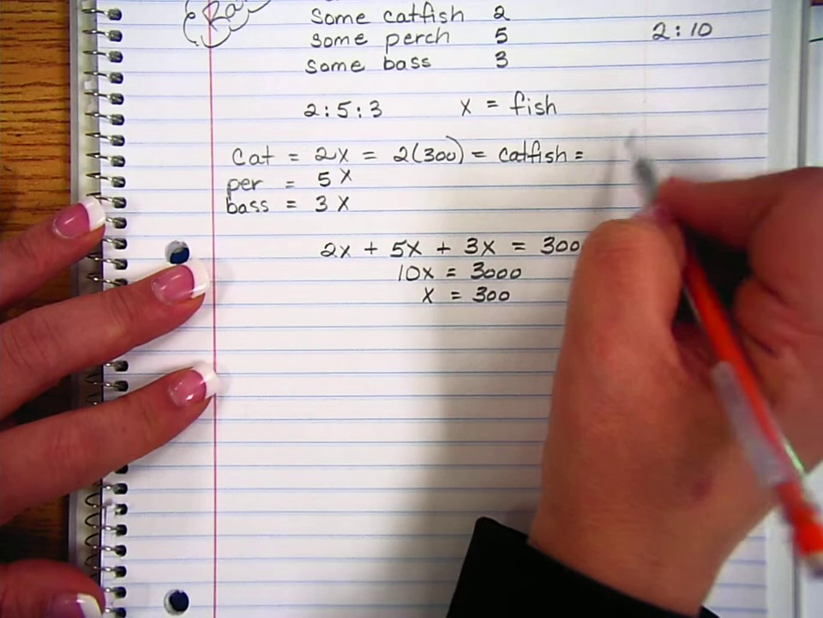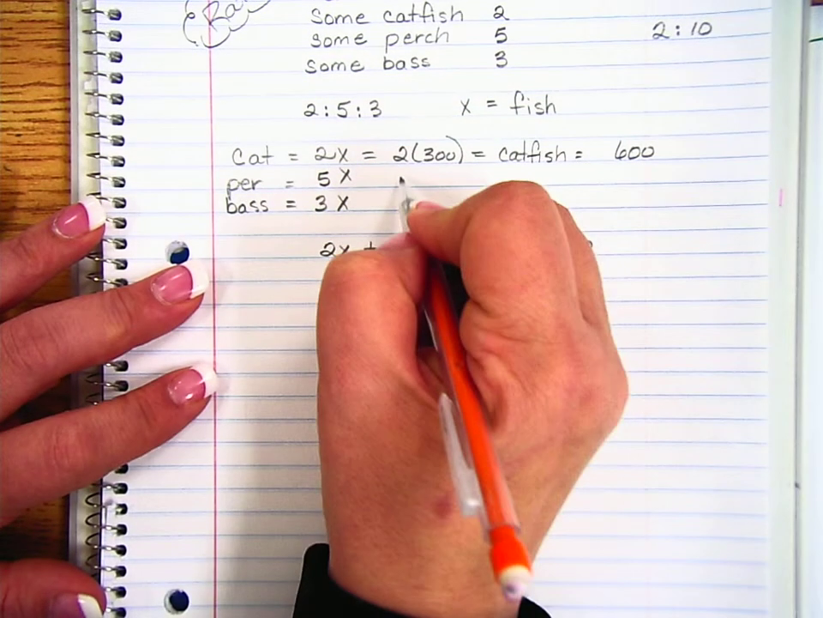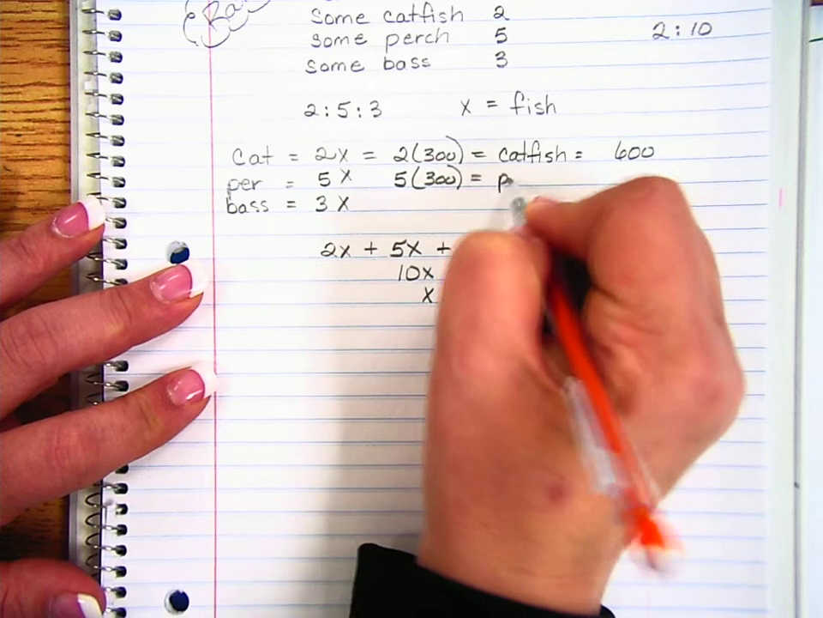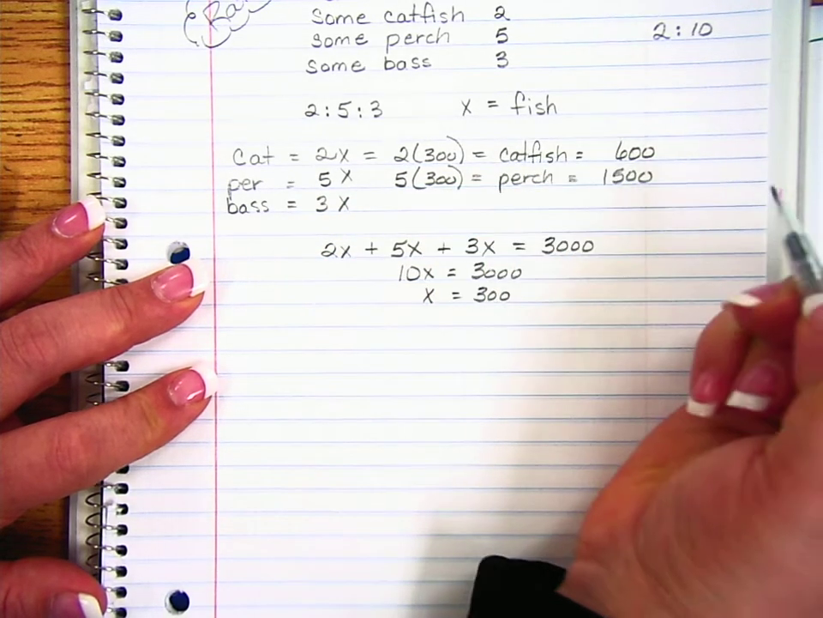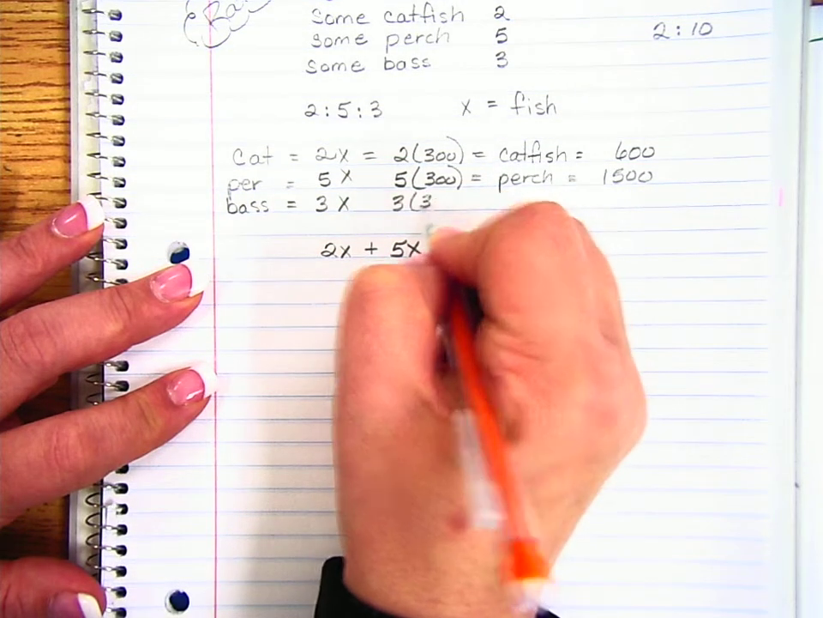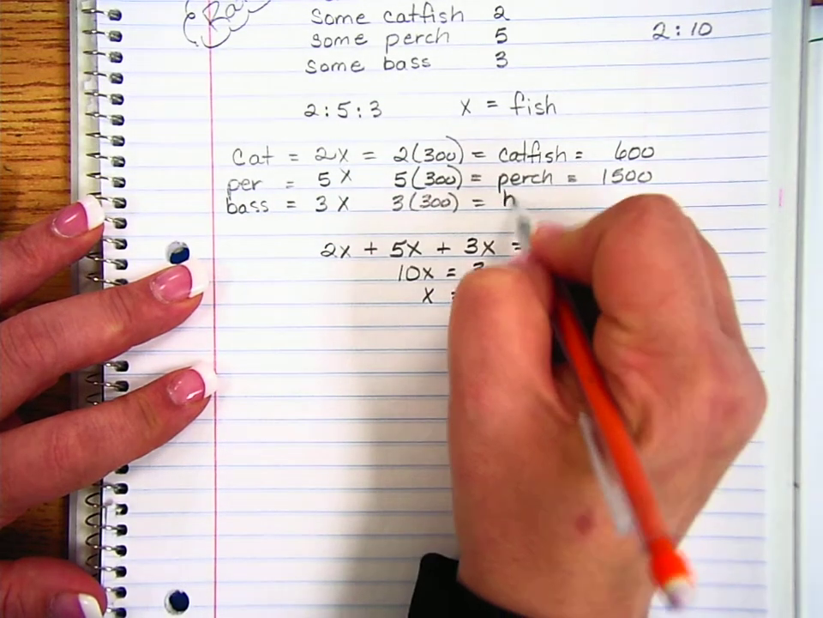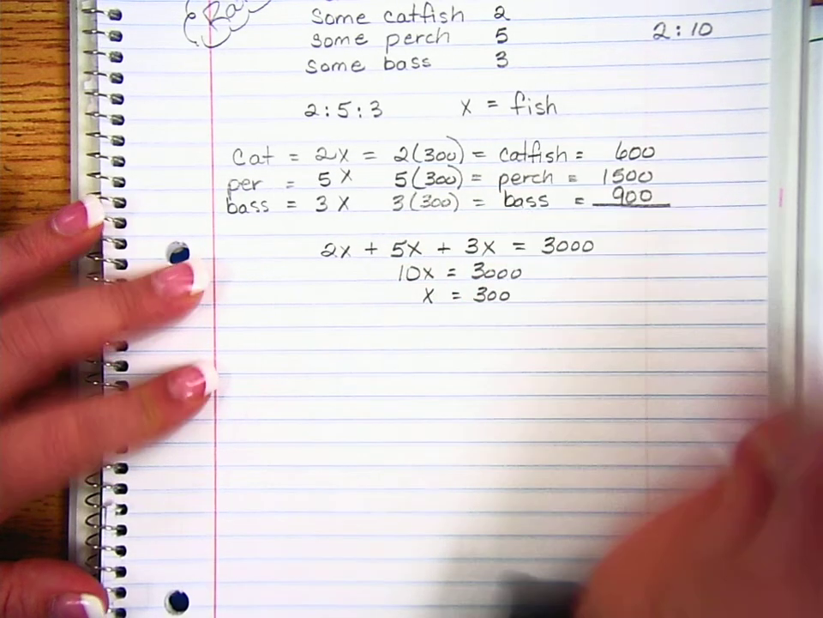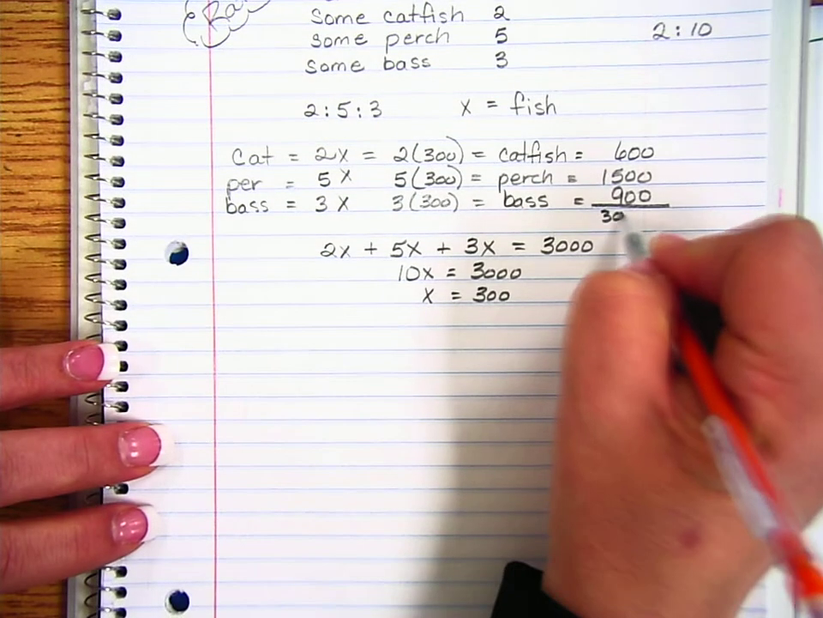And what does that equal? 600. Okay? If we follow that same procedure throughout, we'll have 5 times 300. It's going to be our perch, which equals 1,500. And then, same thing, 3 times our x. It's going to be our bass, which is going to be 900. Now, all of that better add up to what? 3,000? Okay. And it does, 3,000.